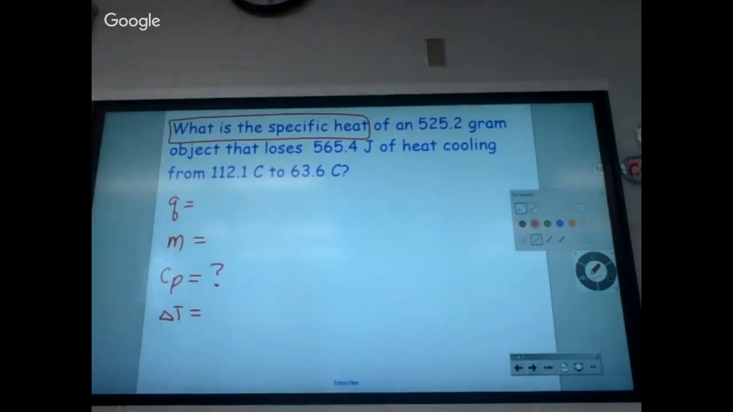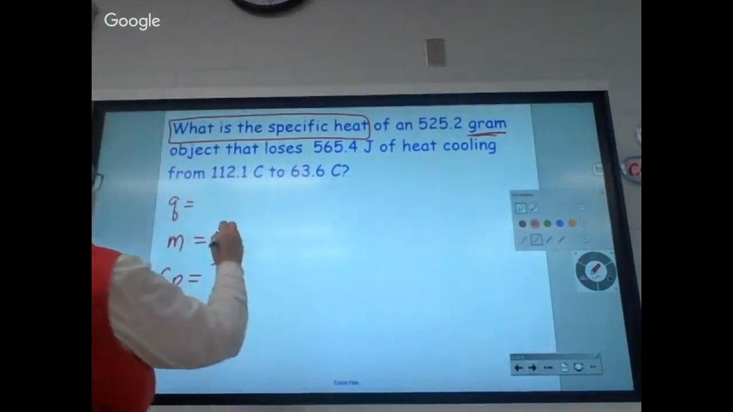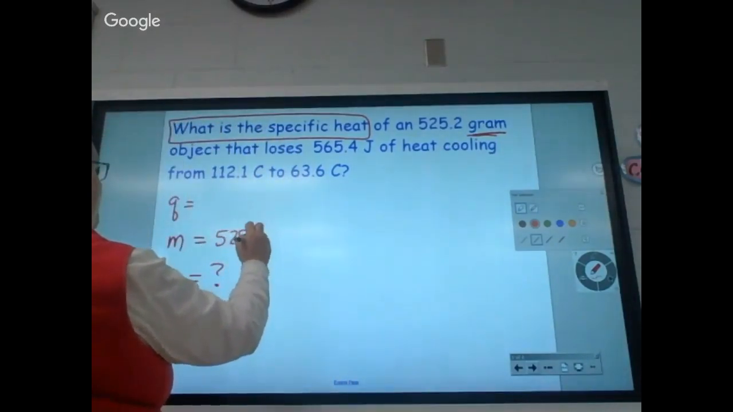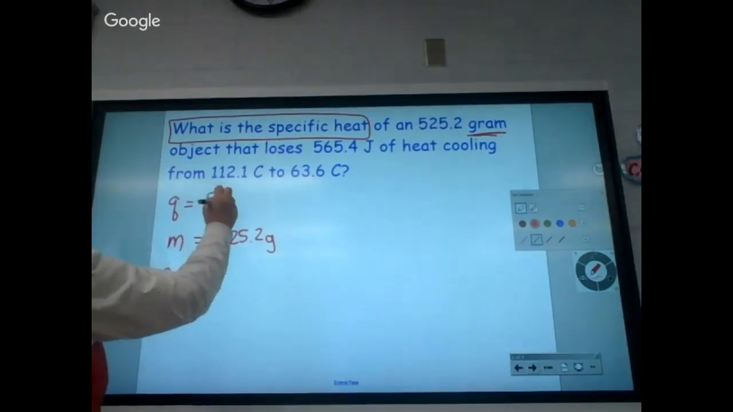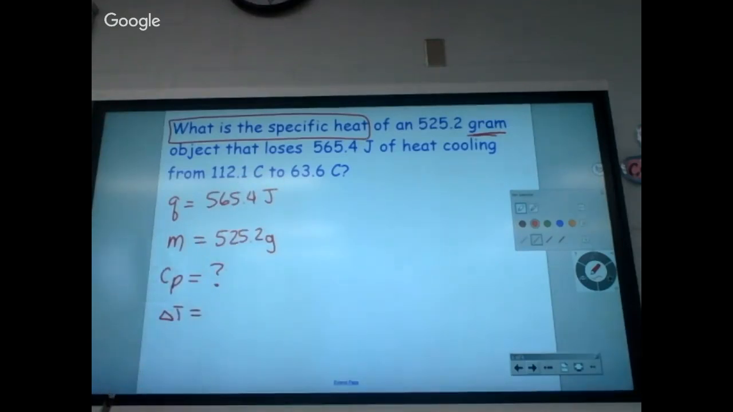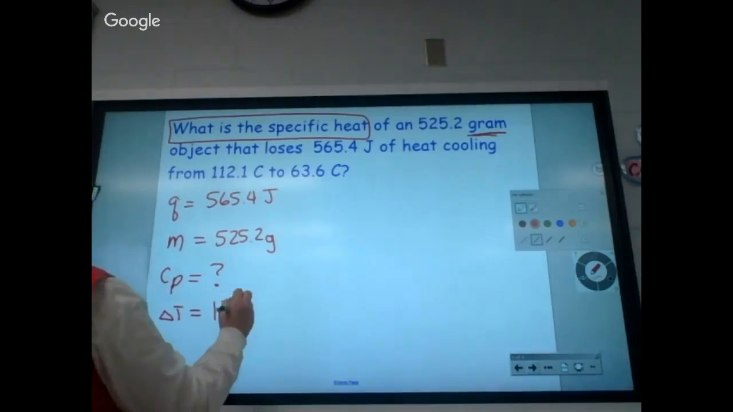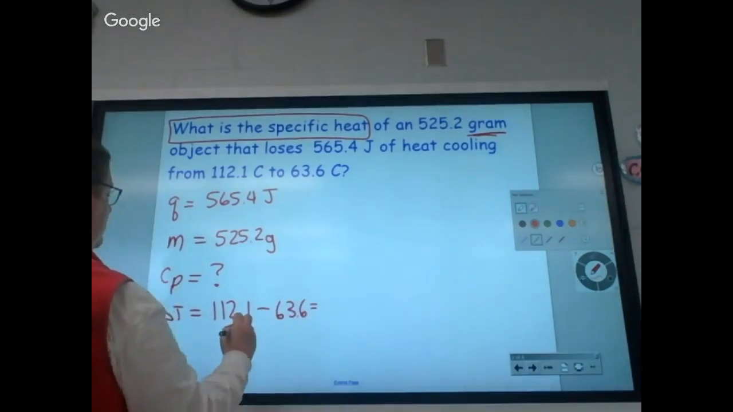What is that, 525 this time? See how it says grams? I thought you said 565. Now, that 565 is the Q. And what are we doing with the Celsius? Anybody already done it for me? 48.5 degrees.